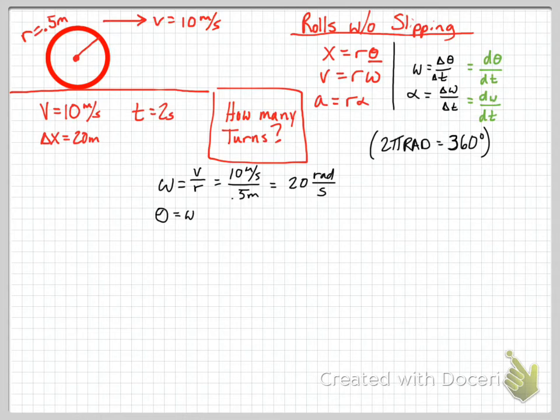The next thing we can do is reorganize the angular velocity equation to solve for theta, and so theta will equal angular velocity times time, and we can take our angular velocity of 20 radians per second and multiply it by a time of 2 seconds, and we get the angle theta covered: 40 radians.